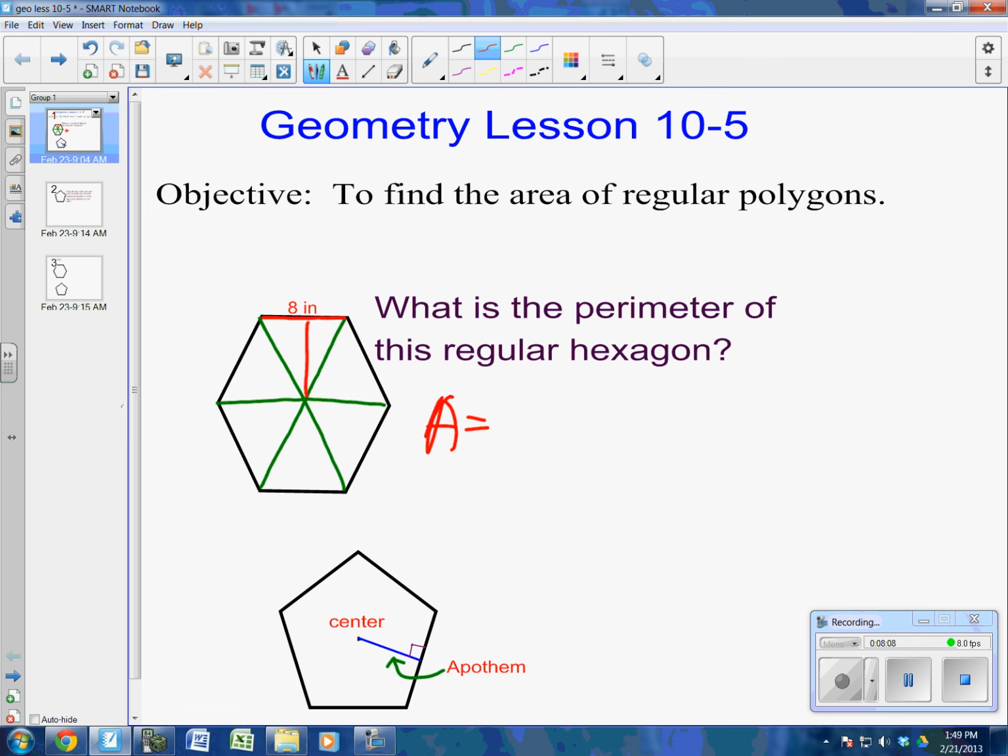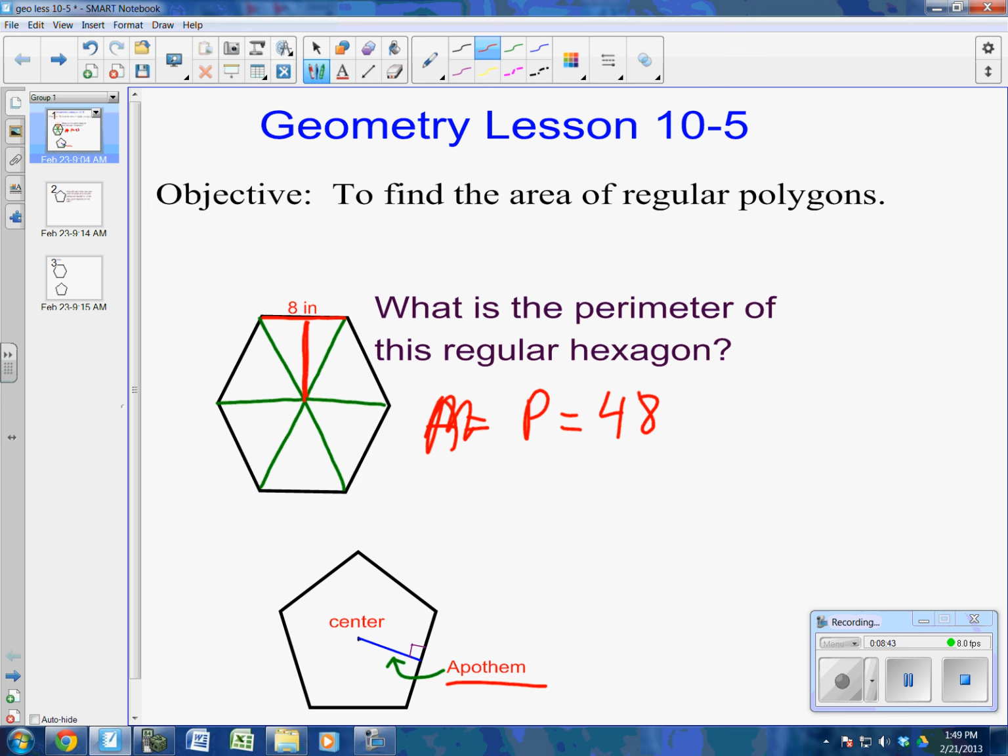First of all, let's find the perimeter of this thing. What's the perimeter of this hexagon? 6 times 8 is 48, right? So that's the perimeter, and that's the length of all the bases. And then we call this line right here, which I've written down here, the apothem. I don't know if it's pronounced one way or the other, but I call it apothem.